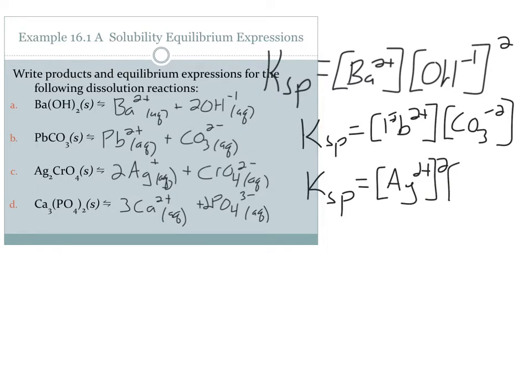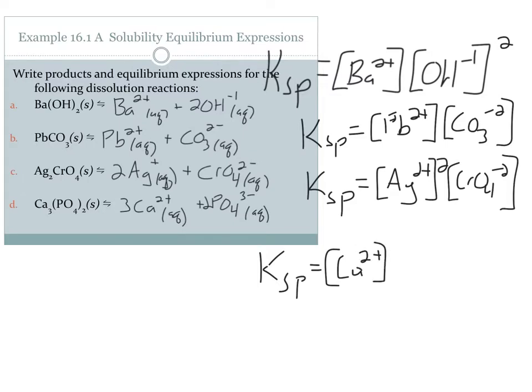There's silver squared times the chromate, CrO4 2-. But none of these Ksp expressions actually depend on the amount of solid. As long as we have solid, we will get an equilibrium. So the Ksp, which is the solubility product for any dissociation reaction, calcium to the third and phosphate squared, just depends on the molarity of the products.